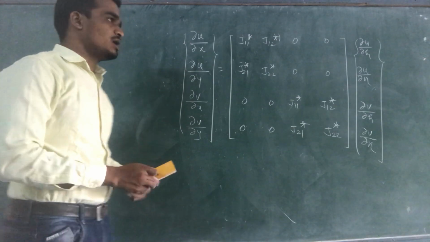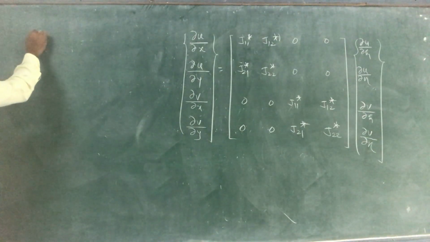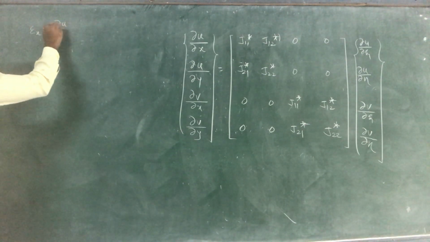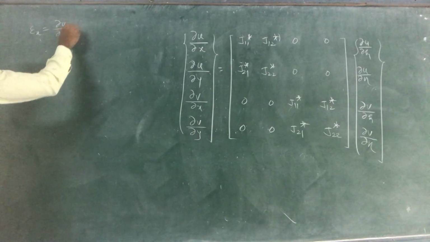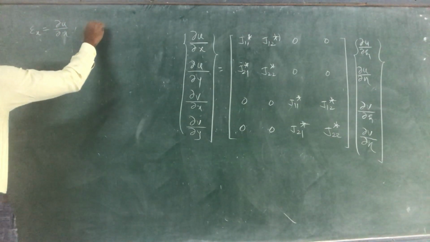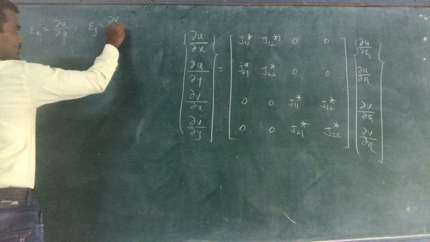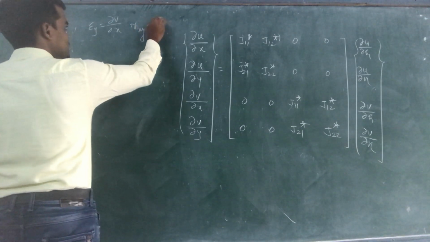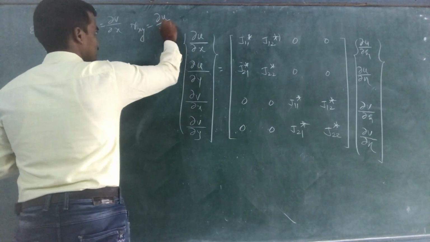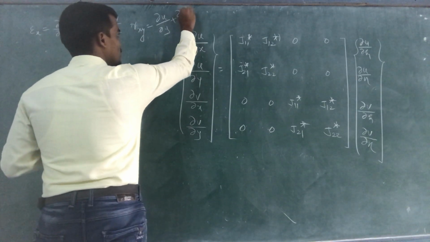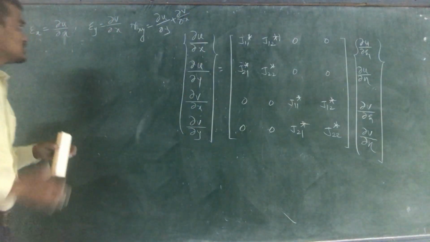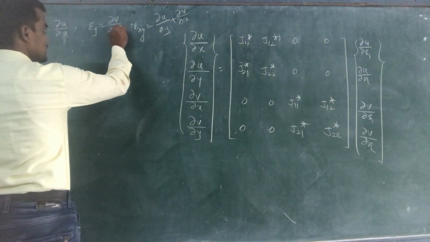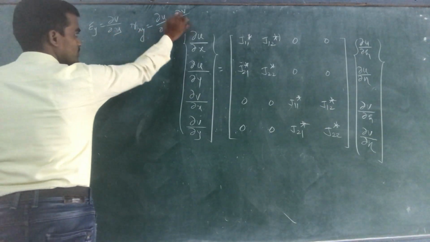Now we know the strain values. Strain values: epsilon x is equal to ∂u/∂x, epsilon y is equal to ∂v/∂y, and gamma xy is equal to ∂u/∂y plus ∂v/∂x. It means we need four terms: ∂u/∂x, ∂v/∂y, and ∂u/∂y plus ∂v/∂x.